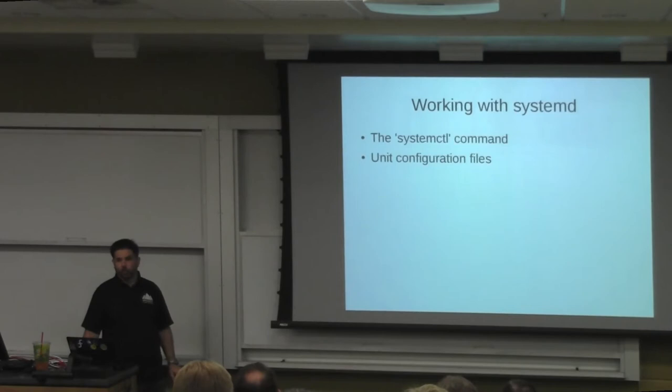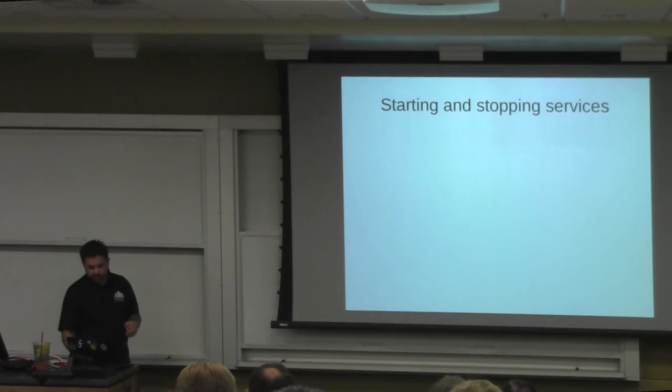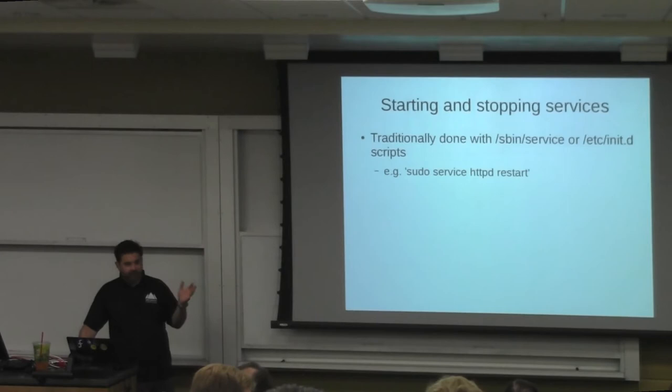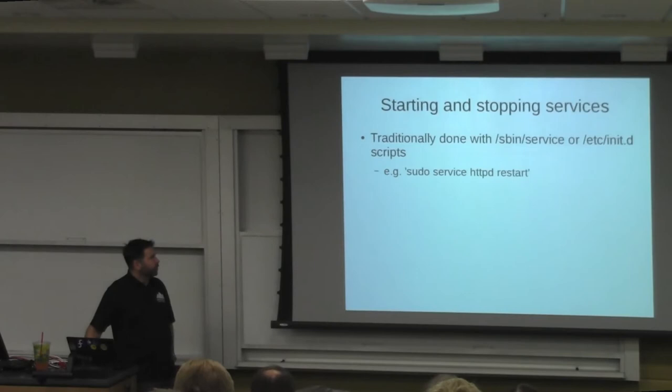So one thing that we often want to do is start and stop services on a system. And the way we traditionally do that is, on a Red Hat system, and more recently, I think on a lot of other systems, there's an sbin service script. Things like service samba stop, or restart, or whatever. But that's really just a wrapper for running the init script that's in etc/init.d. So you would run something like sudo service httpd restart.